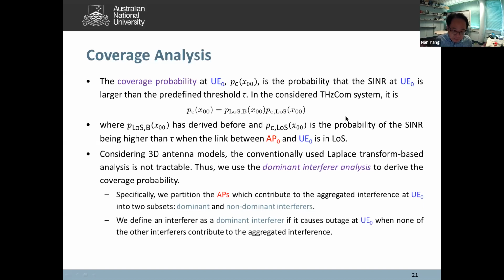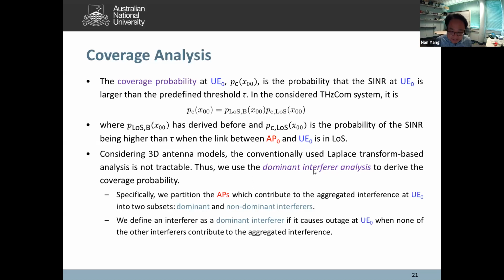And as we mentioned before, considering the 3D antenna model, we find that the conventionally used Laplace transform-based approach is not tractable. And in this case, we have to find a new way to analyze the impact of interference. Some existing studies analyze the impact of interference using average interference. That means they calculate the mean value of the interference and use it throughout. But in our paper, we use another, more accurate way to deal with the interference, where we use the dominant interference analysis.